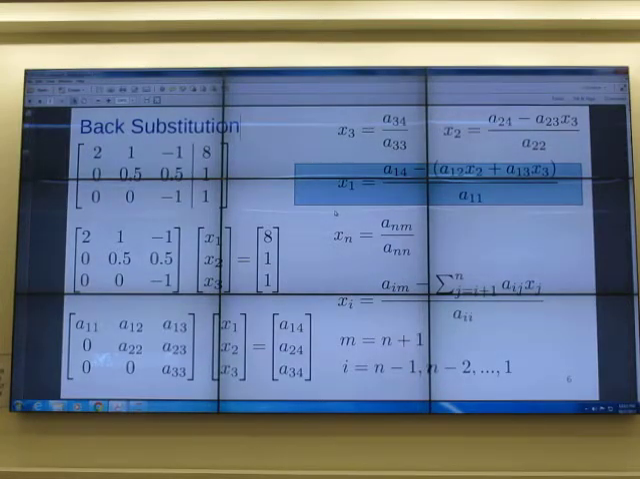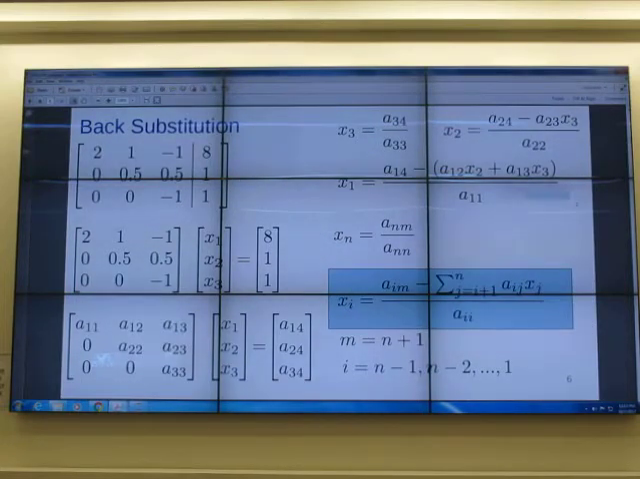Before we do anything, we try to write every step out so you know the general steps. Then you can summarize it and get the general solution or the general equation. So in general, xn is an,n+1 divided by ann, and for any i, xi equals that formula. That's what we just did, right?